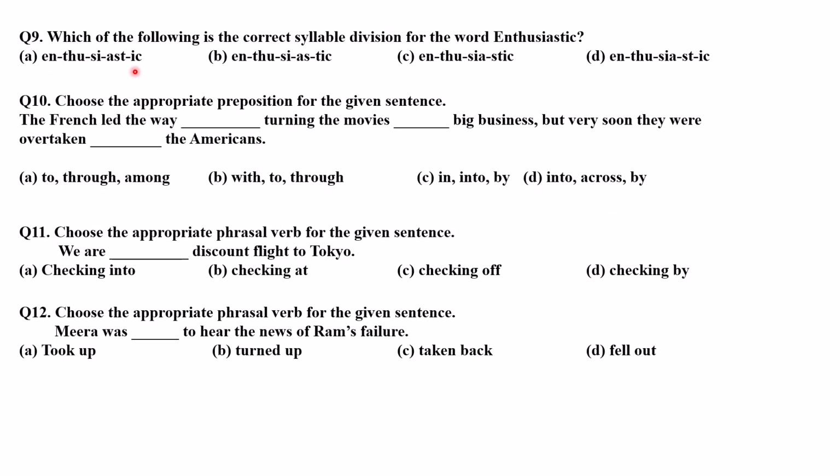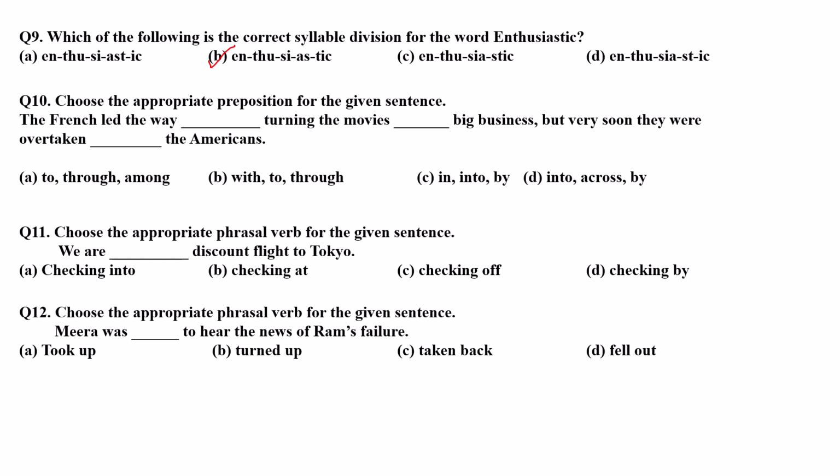Question number 9. Which of the following is the correct syllable division for the word enthusiastic? When you pronounce it, where you break it and how you read. From this you can see B is the correct option. So we read it as enthusiastic.